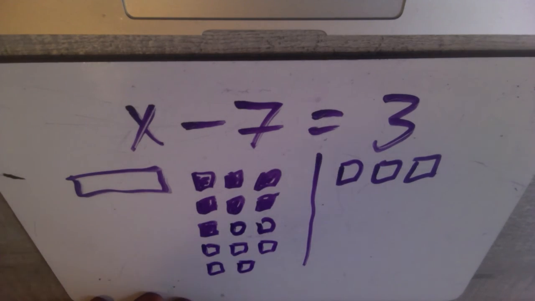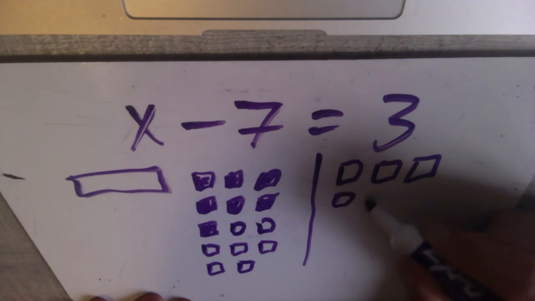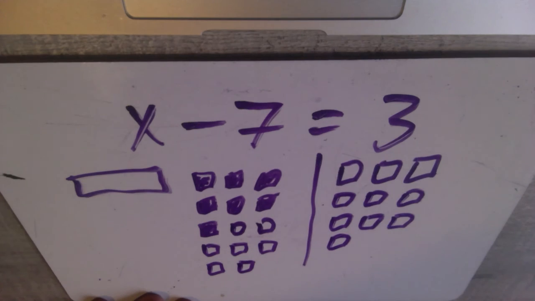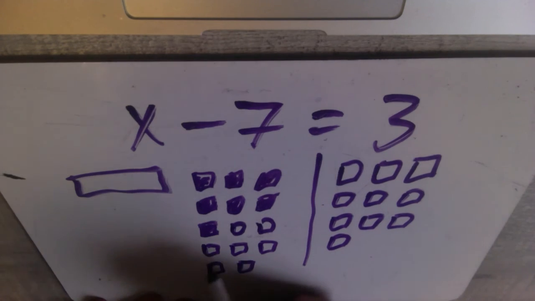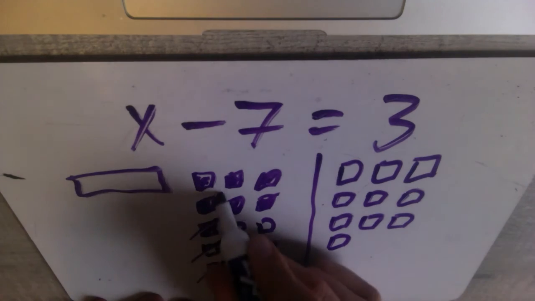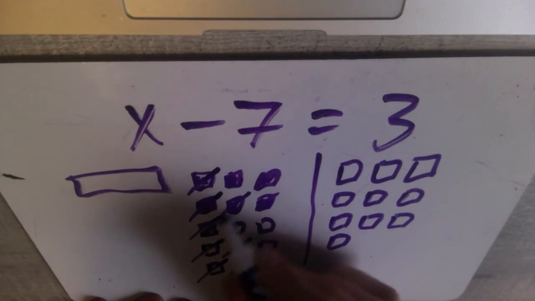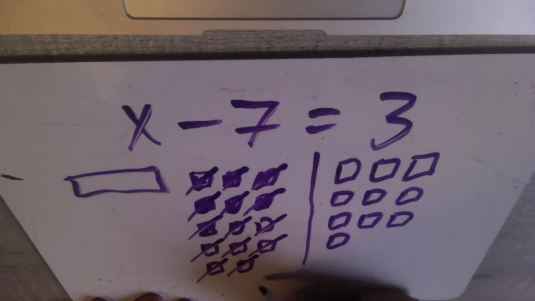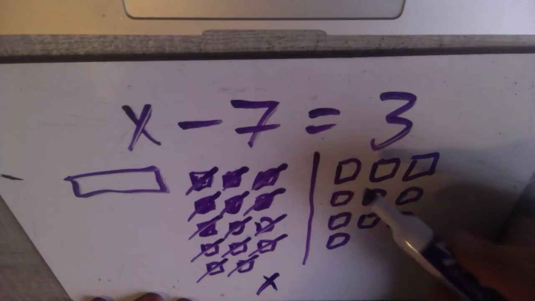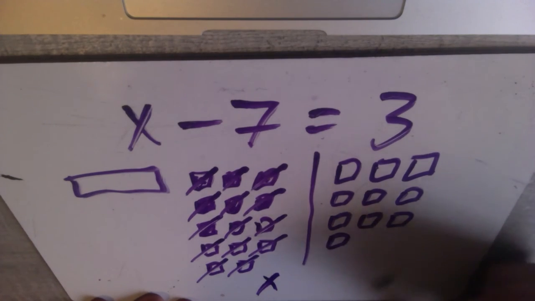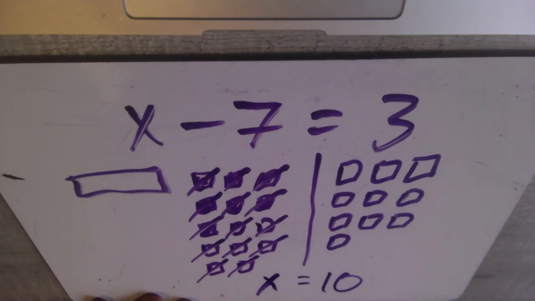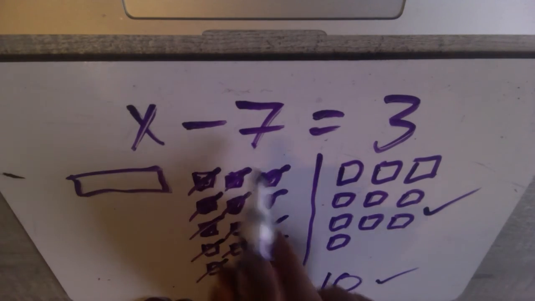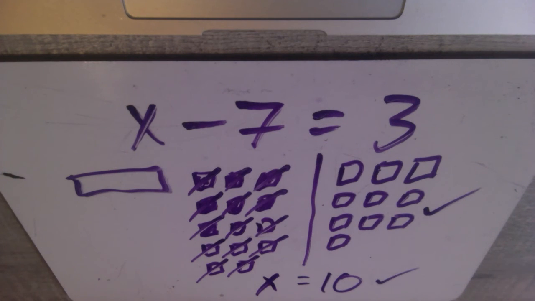After that, if I put 7 positives on my left side, I must do that to my right side. So 1, 2, 3, 4, 5, 6, 7. I can now cancel out all my 0 pairs. Canceling out 1 for 1. And that should get rid of all of them on that side. I am left with my variable x, which is right here. And I have 1, 2, 3, 4, 5, 6, 7, 8, 9, 10. So x equals 10. 1 mark for your work, 1 mark for your answer. Checking it. 10 minus 7 does indeed equal 3.